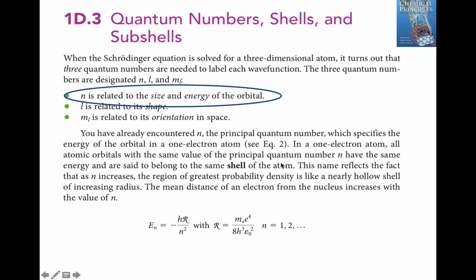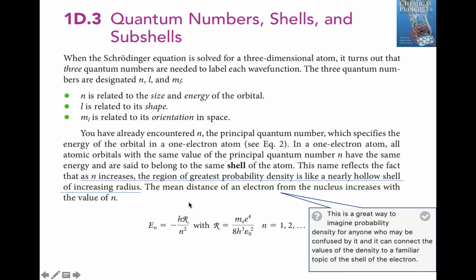It goes on to say that this name reflects the fact that as n increases, the region of greatest probability density is like a nearly hollow shell of increasing radius. There's a description there for the energy. Students' comments and their understanding in this area, I found this one was useful.